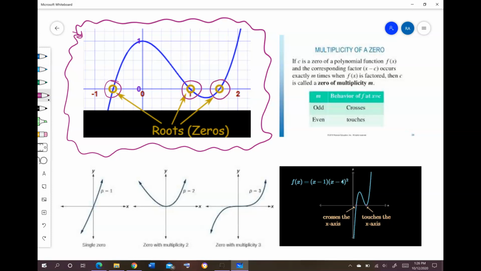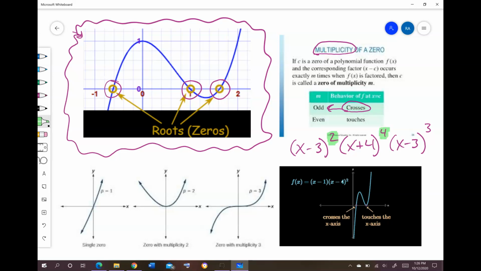Now, these roots have something we call multiplicity, and there are just two options here. If the graph crosses at that x-intercept, then it has an odd multiplicity. Your multiplicity is the exponent of your factor. So like right here, x minus 3 squared times x plus 4 to the 4th power, x minus 3 to the 3rd power. These little exponents right here are what we call multiplicity.